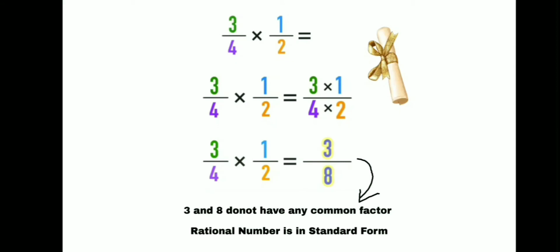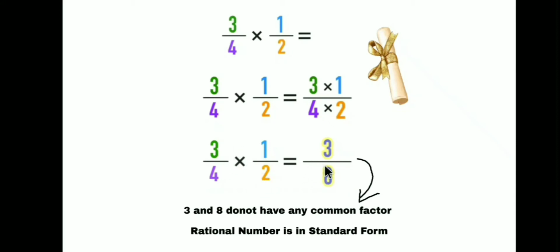Now let us take some examples to understand the concept much better. Suppose we want to multiply 3 upon 4 and 1 upon 2. In that case, we will first consider the numerator part. In the numerator, we have 3 and 1, so we will multiply 3 into 1. Then we have 4 and 2 in the denominator, so we will multiply 4 and 2. So in the numerator, we have 3 into 1 and in the denominator, we have 4 into 2. 3 ones are 3, 4 twos are 8. So 3 upon 8 is the product obtained when we multiply 3 upon 4 and 1 upon 2.